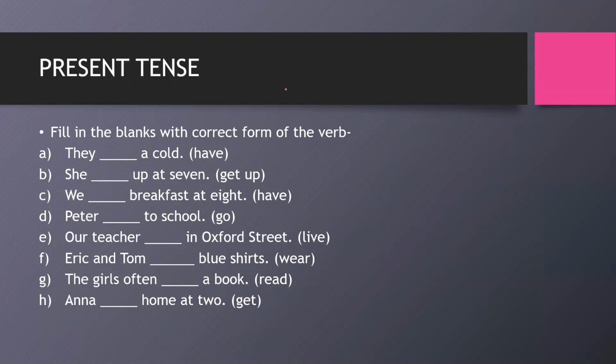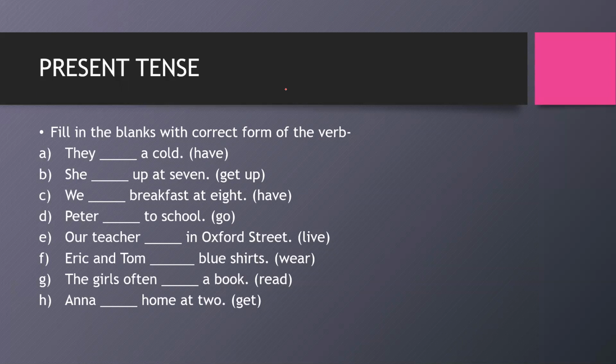So first is the present tense. Filling the blanks with correct form of the verb. First is they dash a coal. That is what their general thing is. So accordingly you will be filling up. She dashed up at 7. This is a habit. So habit, we are using what? We dash breakfast at 8. This is again our habit.